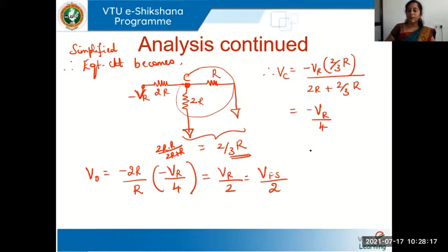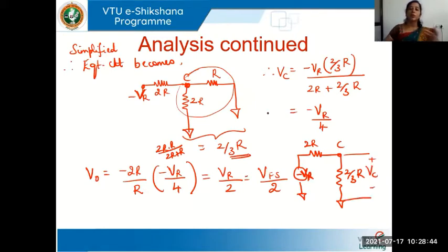So the equivalent circuit now looks something like this. See, this is your point C. The resistance here is 2 by 3R. The resistance here is 2R. And here you have a supply minus VR. So the supply voltage minus VR will be divided among these two resistors, and I'm trying to find this voltage VC.